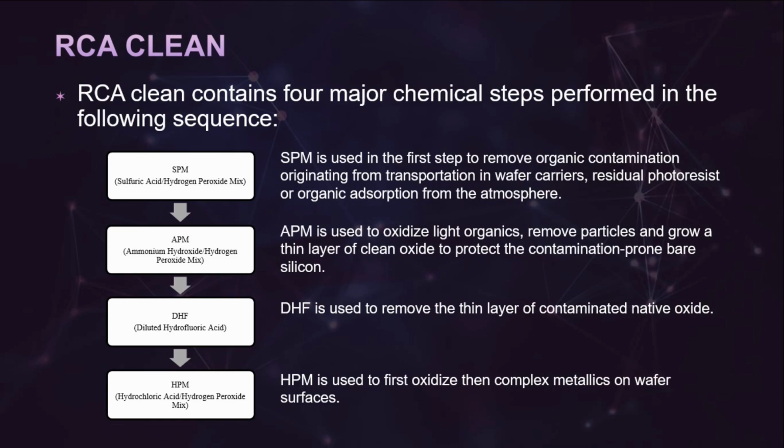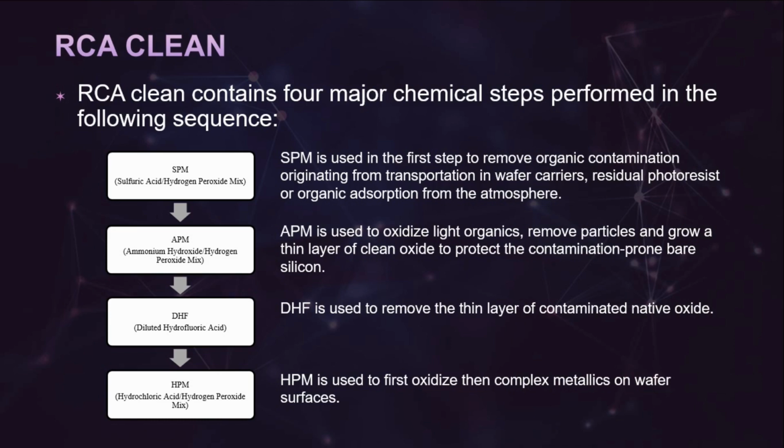Next, the second step is APM. APM is used to oxidize light organics, remove particles, and grow a thin layer of clean oxide to protect the contamination-prone bare silicon. The material used in this step is ammonium hydroxide and hydrogen peroxide mix. The third step is DHF. It is used to remove the thin layer of contaminated native oxide. The material used in this step is diluted hydrofluoric acid.